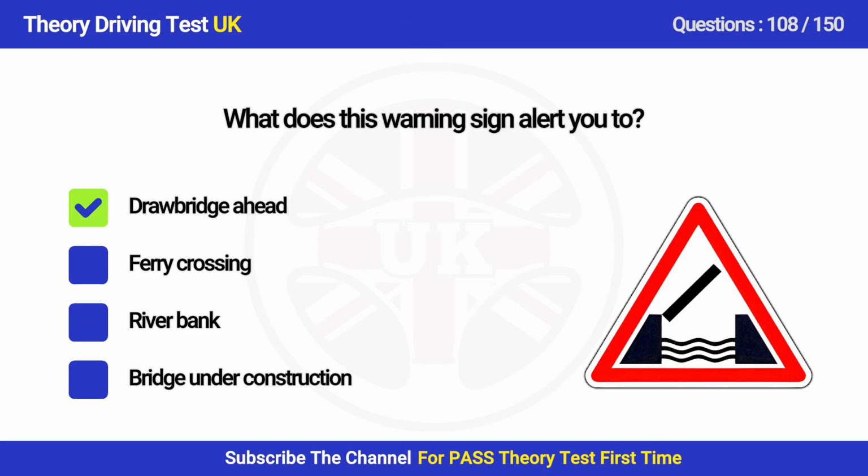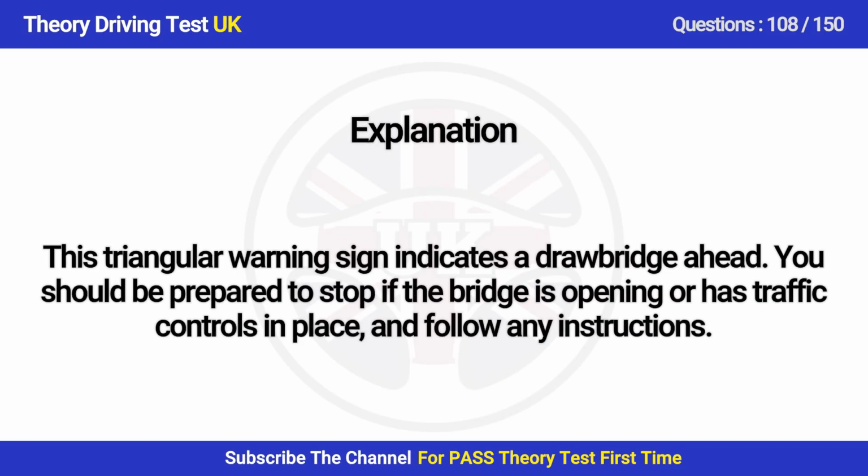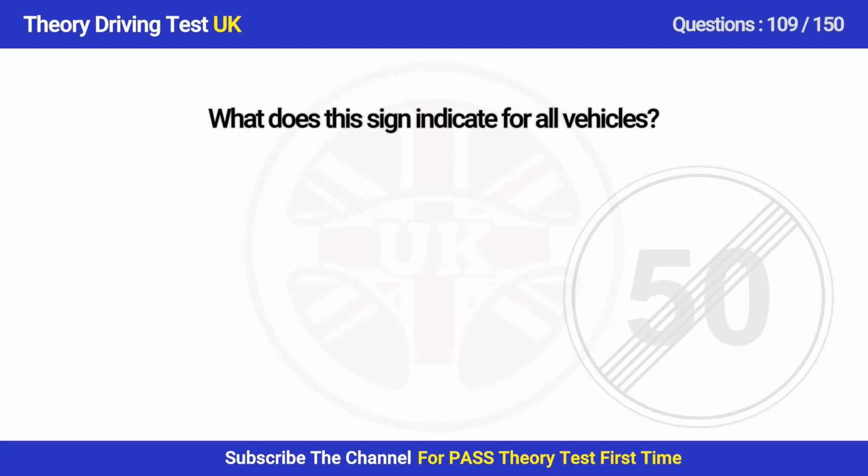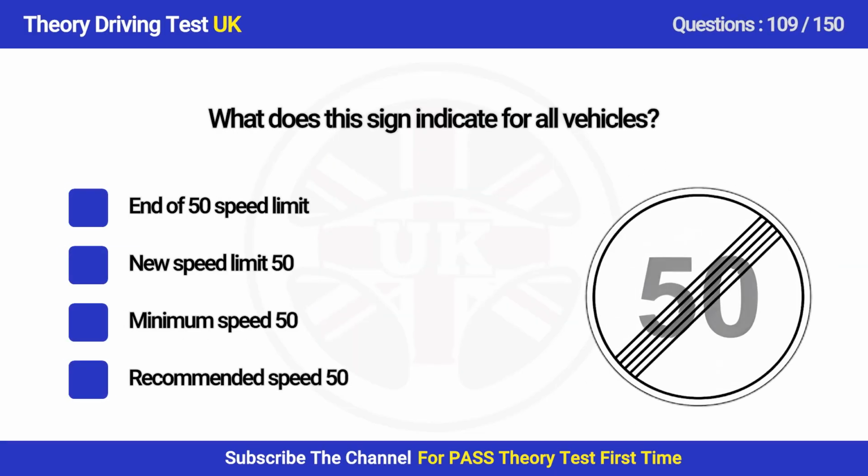Answer is A. Drawbridge ahead. This triangular warning sign indicates a drawbridge ahead. You should be prepared to stop if the bridge is opening or has traffic controls in place, and follow any instructions.